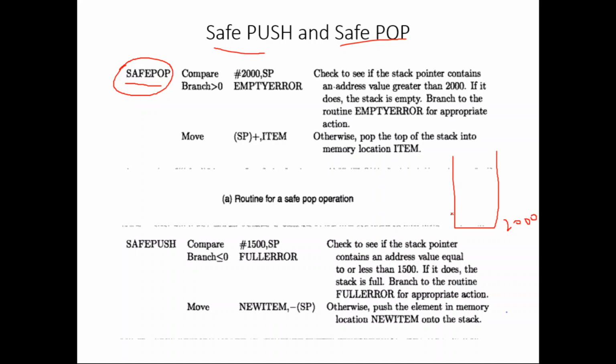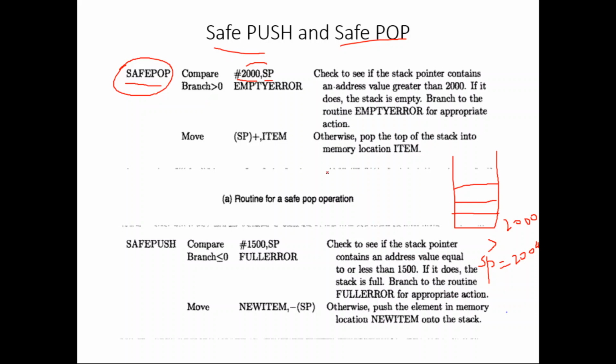If the stack is empty, then SP will point to 2004. If SP contains anything greater than 2000, it means the stack is empty. So that's what we are doing here. Compare #2000, SP. So this 2000 is compared with the current SP, and we are checking branch greater than 0.